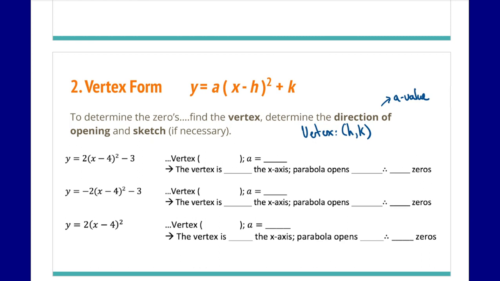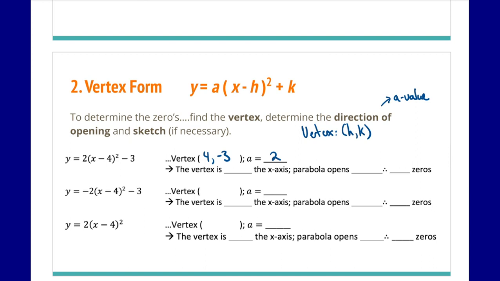So if I look at the first one, y equals 2 times x minus 4 squared minus 3. In this case, my vertex is 4, negative 3, and the a value is 2.